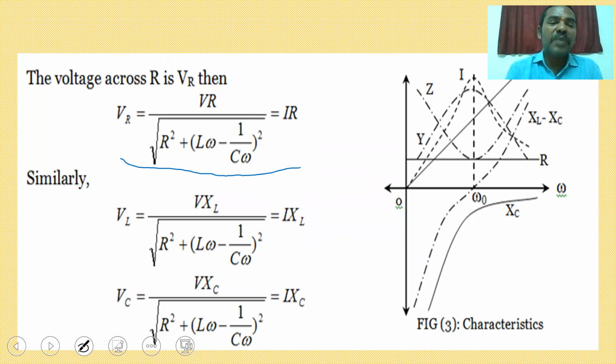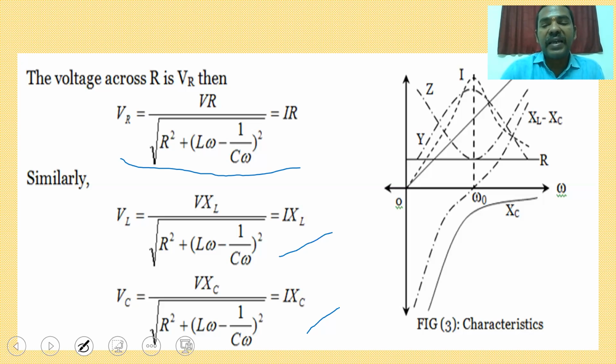Similarly, the voltage drop across the inductor is I into XL. So VL is equal to V into XL divided by root of R square plus (L omega minus 1 by C omega) whole square. Similarly, the voltage drop across the capacitor is I into XC, so V into XC divided by the same root expression. So these are the voltage drops across the resistor, inductor and capacitor.